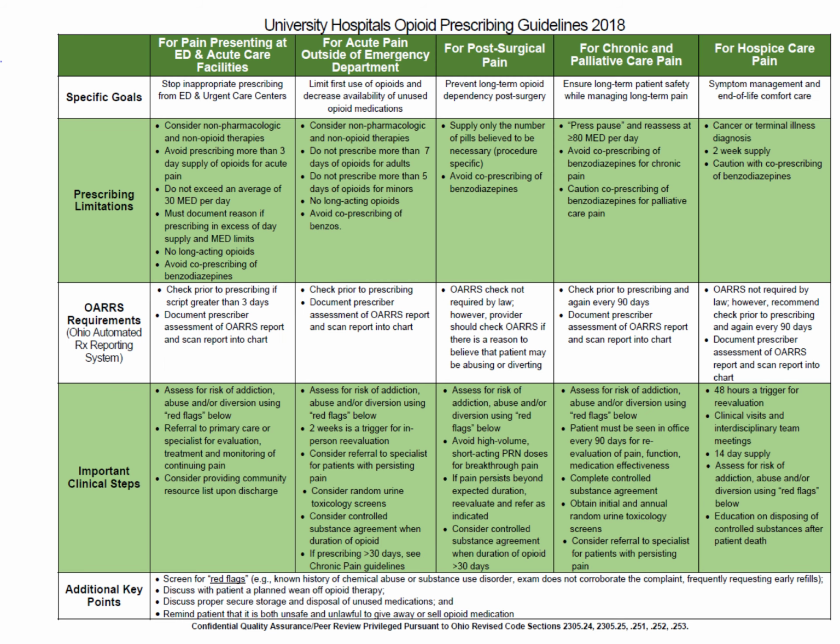This is just the guidelines that University Hospitals came out with for opioid prescribing, and they break it down by whether you're in the emergency room, you're in an urgent care, this patient has chronic pain, it's a hospice patient, or it's post-surgical. And it goes over what are the goals, what's the prescribing limitation, what should you do with OARRS, should you check it or not, and then just the steps to take with treating that pain.